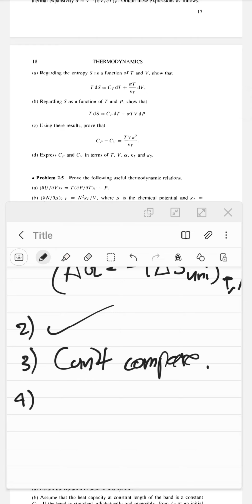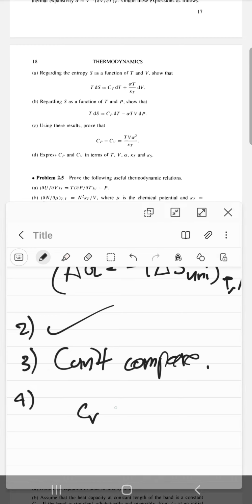Okay, so let's just think about it. So you have TdS is equal to Cv dT plus alpha T upon kappa T. So first of all, let's write down the definition of Cv. Cv is just partial E by partial T, at constant volume, I suppose. Yeah, I think so. So that's what Cv is.